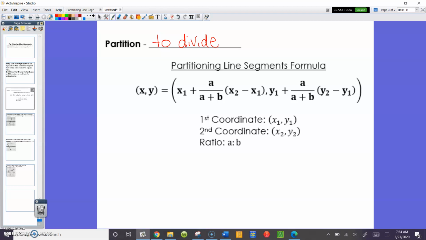Below we have the formula for partitioning line segments. To use this formula, you need three things: the first coordinate, the second coordinate, and the ratio. What we will be doing is looking at a line segment, and we will be dividing it in a particular ratio. So for example, if we wanted to divide this in half, then we would find the point that would divide this line segment into two halves. So this ordered pair is what we would be using this formula to find.